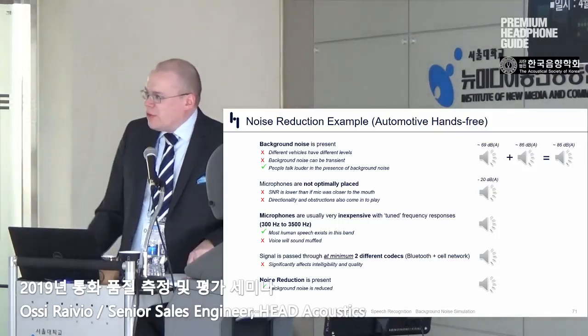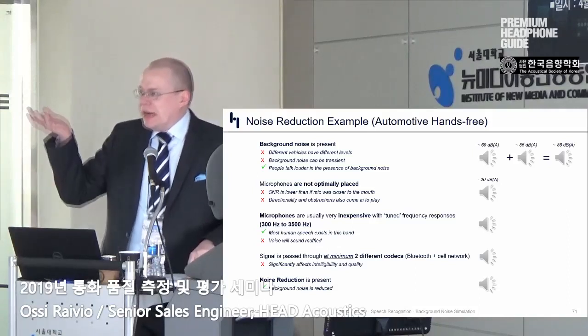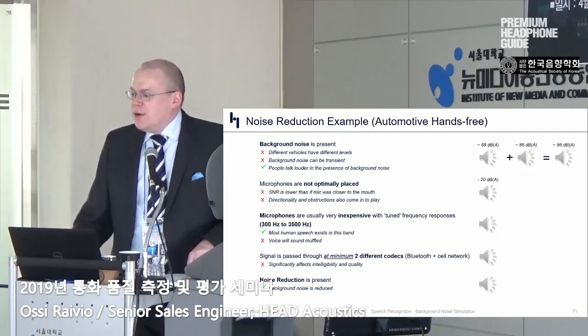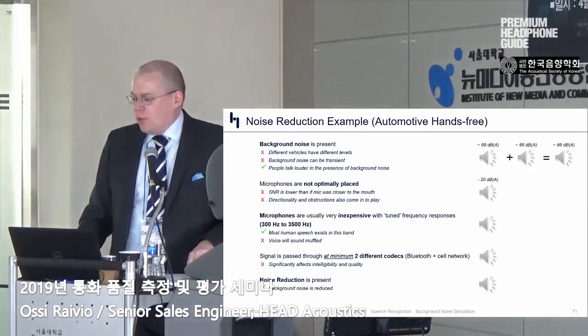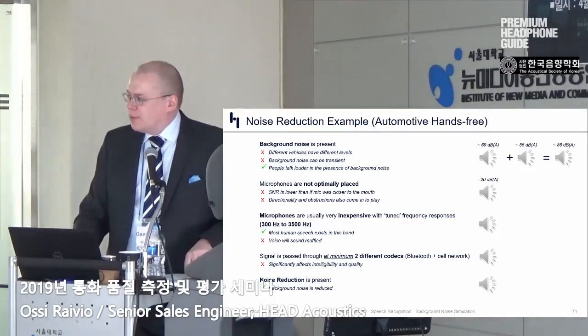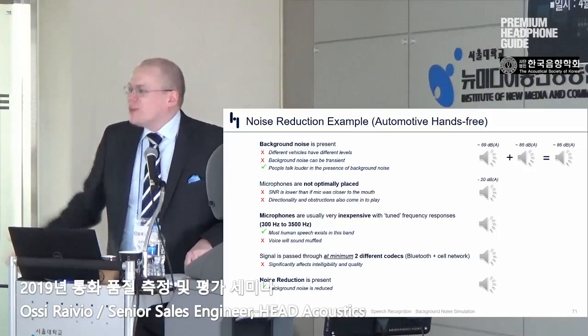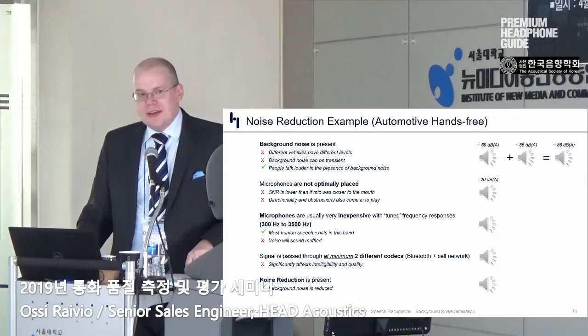You can still hear the background noise, but the speech on top of it is very clear. You can hear the speech is not distorted. There is enough distance between the speech and the background noise. So these were all examples from automotive hands-free. So just examples, what is happening there with different kinds of devices.